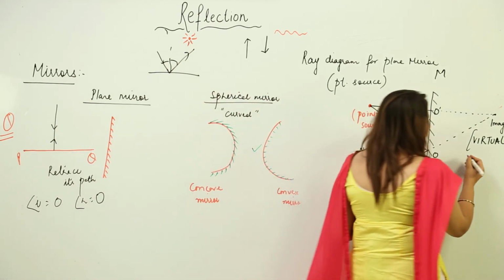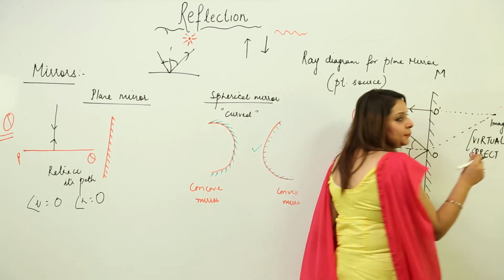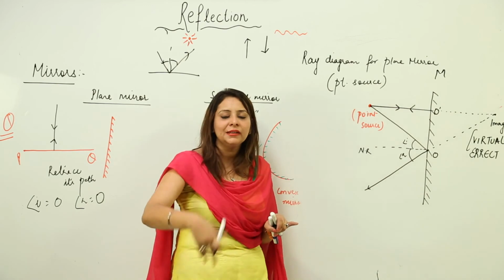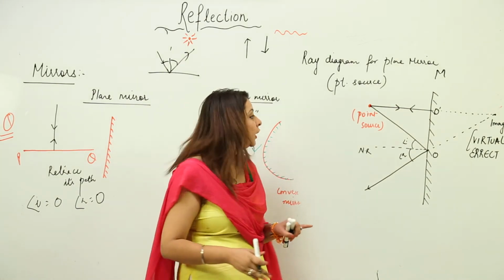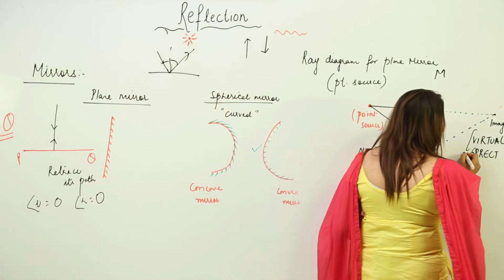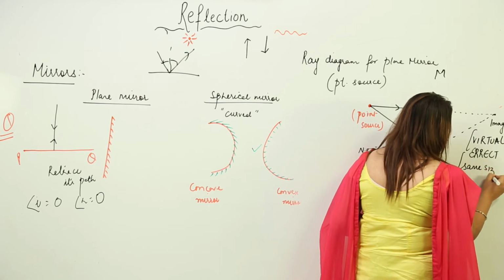And we know that a virtual image is always erect. That means, like if the head is up and legs are down, the image will also have the head up and legs down. And moreover, what you can see is that a plane mirror always forms an image of the same size.